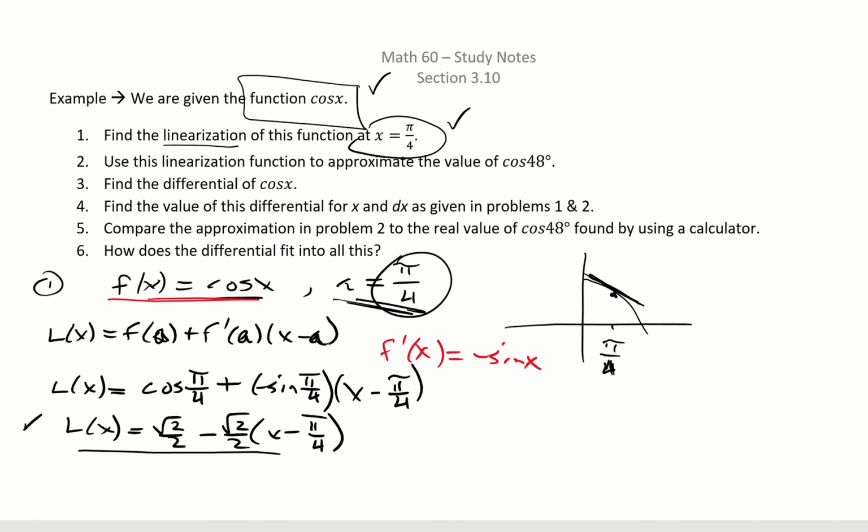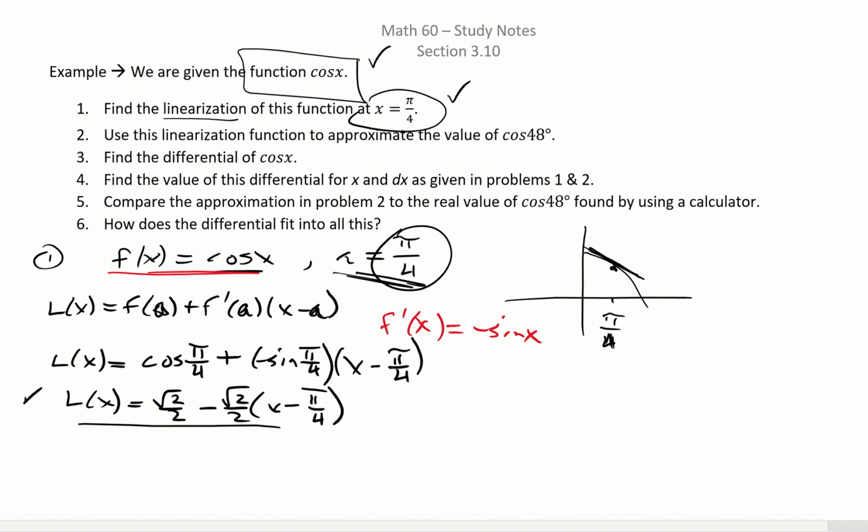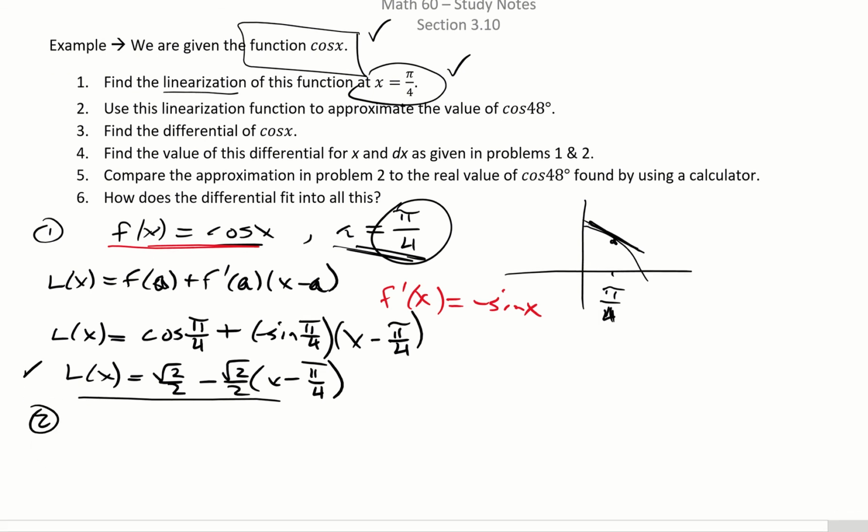That's a linear equation, isn't it? I've got this number, but I've got a slope value. m is minus radical 2 over 2. That's actually a straight line equation. Part 2 says, use this linearization function to approximate the value of cosine.